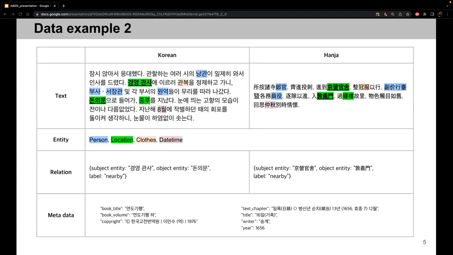Next, on the other hand, our dataset also contains a document that has multiple sentences, and the relation exists across the sentences. Let's see the entities highlighted as green, underlined and bold. In this case, the two entities do not exist in a single sentence. Also, there is no direct hint that Gyeongnyang-gwansa and Donimun are located nearby each other. This means the model has to guess from the context to predict the relation label correctly, not just concentrating on a keyword to refer to. So these examples show our dataset is more challenging than a single sentence level RE dataset.